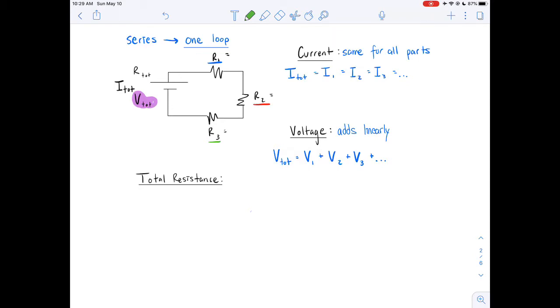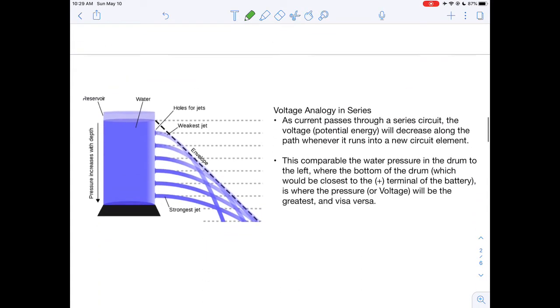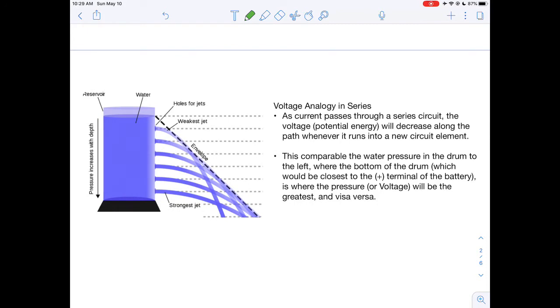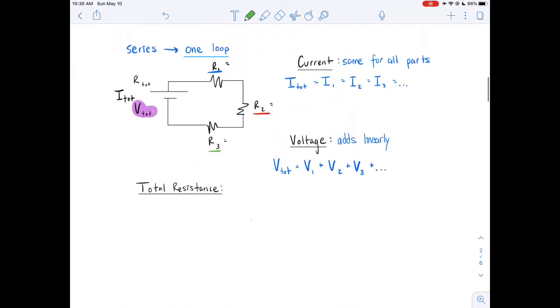Now, this is the case because we can compare that to the water drum analogy to the left here. The closer you are to the battery, which is essentially the bottom of this drum, the stronger your jet is going to be, or the stronger the voltage, and vice versa. The further away you are from the battery or the further down the circuit you are, the weaker the pressure, which means the less voltage. If you add all of these different pressures or voltages together, you'll get the total pressure in the drum or the total voltage in the circuit. So that's what we're talking about when we say that the total voltage adds linearly.